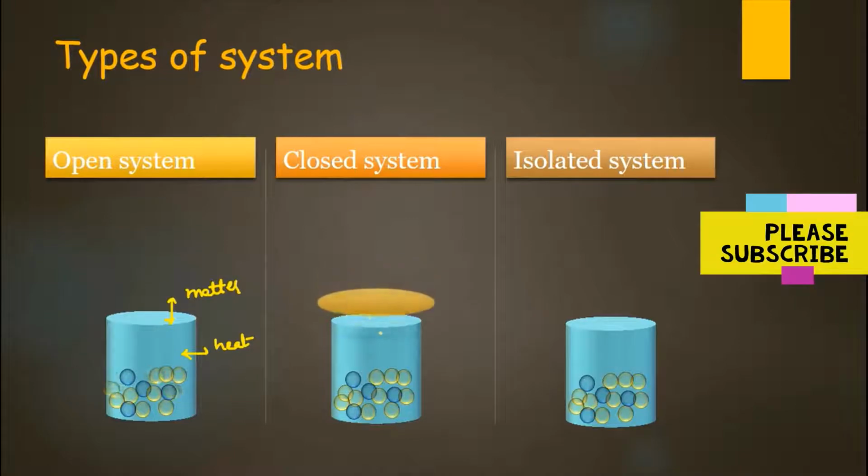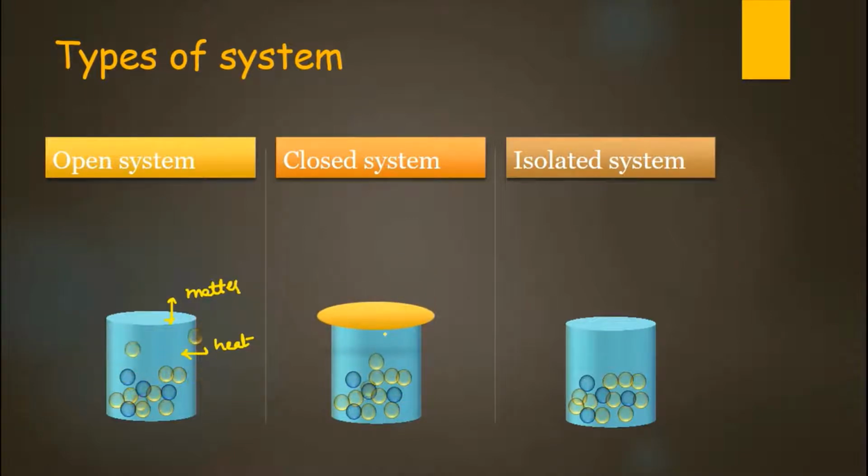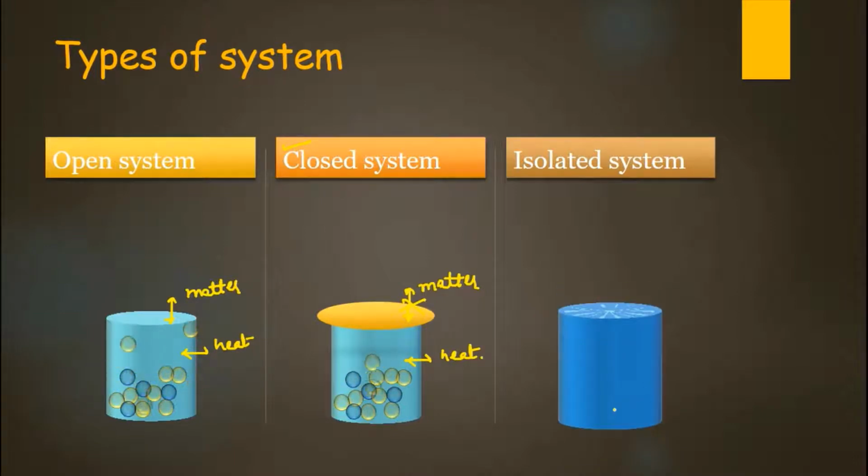But when you place a lid over this open system, in this way you have stopped the exchange of matter between system and surrounding. But still heat may exchange between system and surrounding. So such type of system is called a closed system. But when you place an insulated jacket over this system, in this way you have stopped the exchange of matter as well as heat between system and surrounding. So such type of system is known as isolated system.